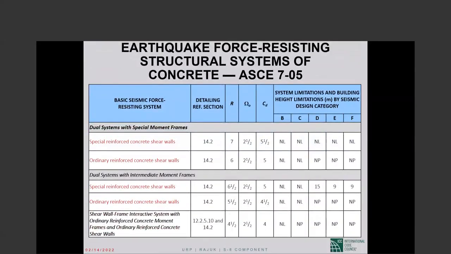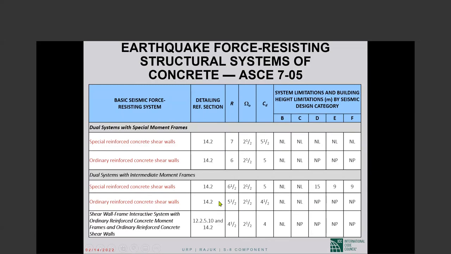If the shear wall is part of a dual system featuring special moment frames, then for special shear walls, R value is 7. That is the highest we can get with a shear wall system. And for ordinary reinforced concrete shear walls, the R is 6. If our shear wall is used as part of a dual system that features intermediate moment frames, then for special shear walls, we get 6.5. And for ordinary shear walls, we get 5.5.